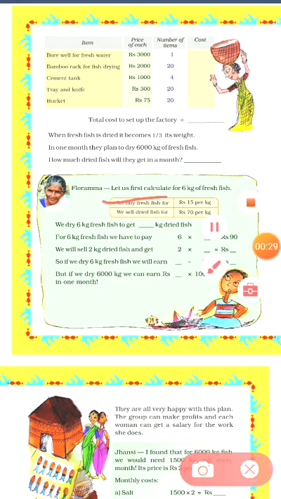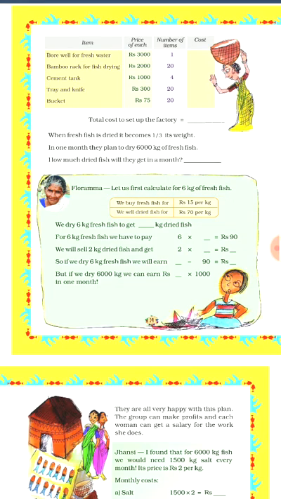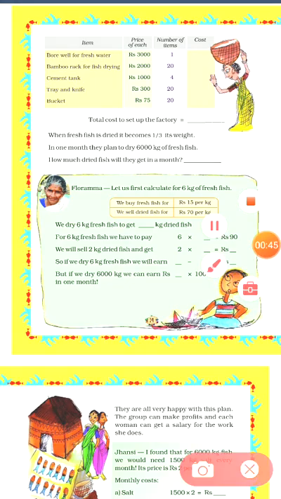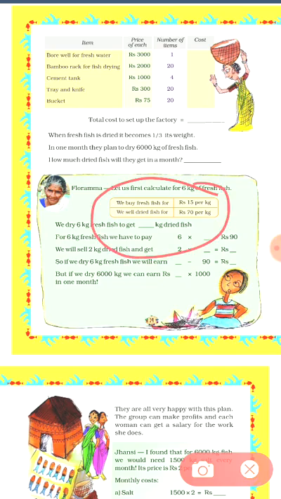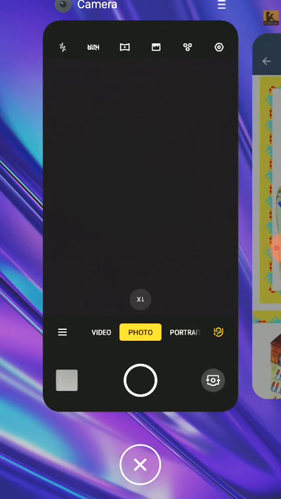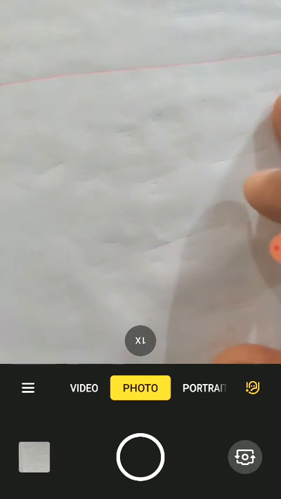Floramma. Let us first calculate for 6 kg of fresh fish. Here Floramma is saying that let us calculate for 6 kg of fresh fish. So here a table is given, that we buy fresh fish for rupees 15 per kg and we sell dried fish for 70 rupees per kg. Okay, so it is saying to calculate for 6 kg of fresh fish.